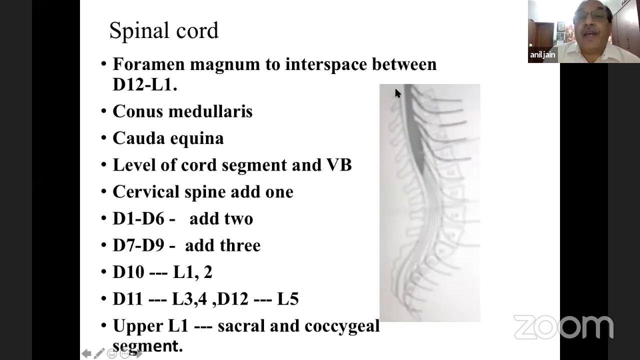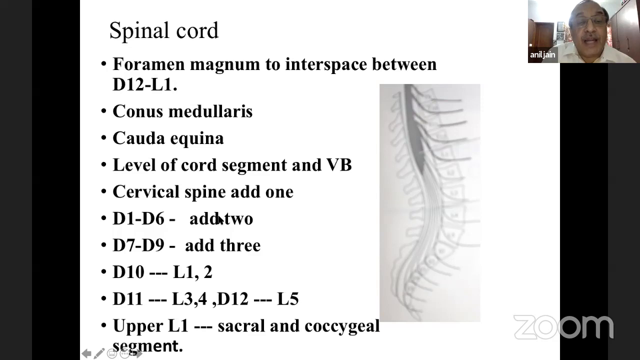Now, this is very important, which you need to understand: the spinal cord starts from the foramen magnum and ends at D12-L1, while the vertebral column goes down below. It means the spinal cord segments and vertebral bodies do not correlate at the same level. So for the cervical spine, it is at +1. So against the 7th cervical vertebral body, there is the C8 spinal cord.